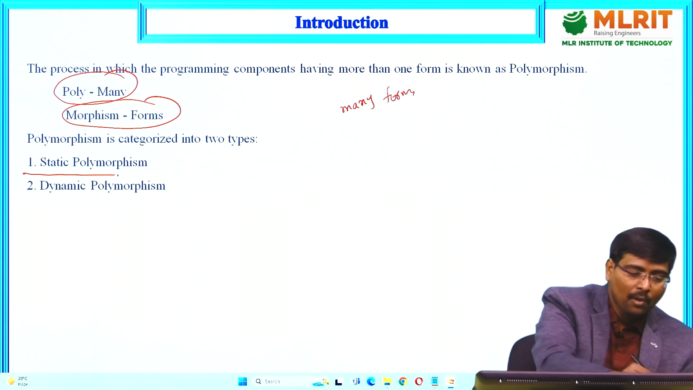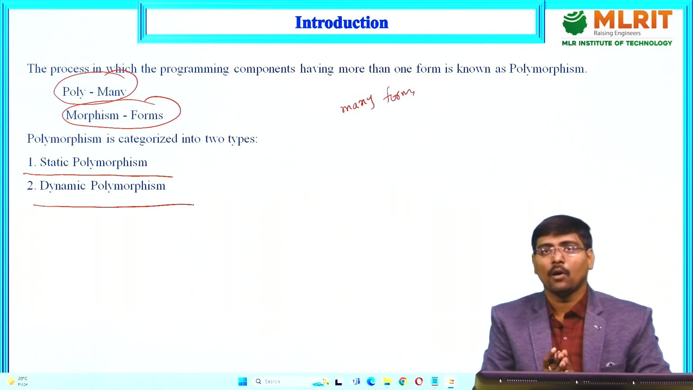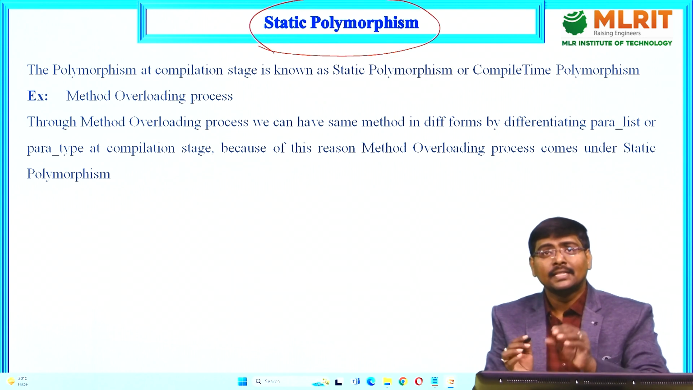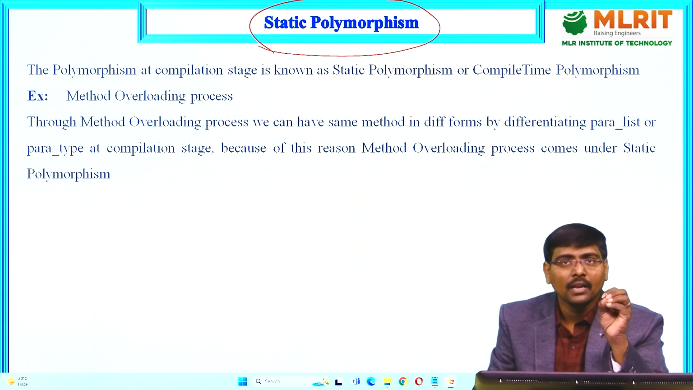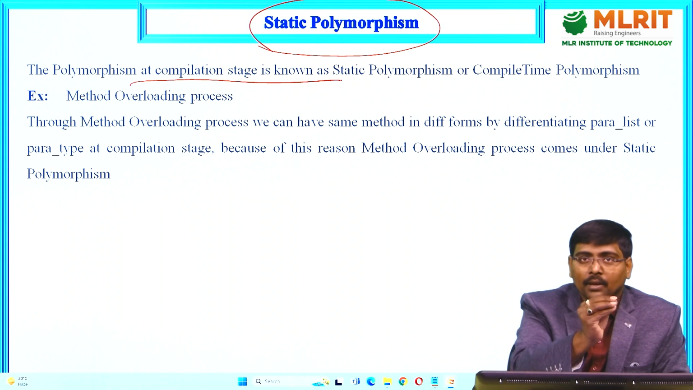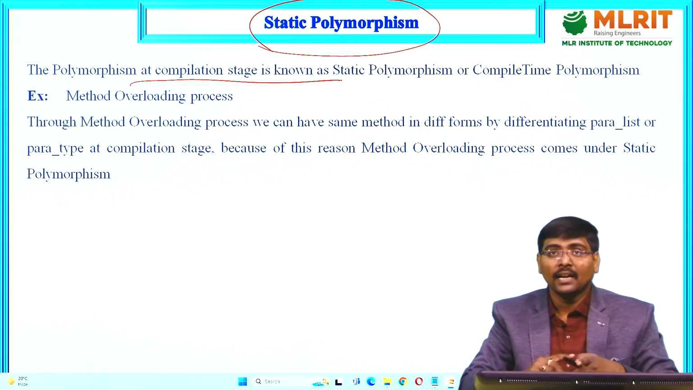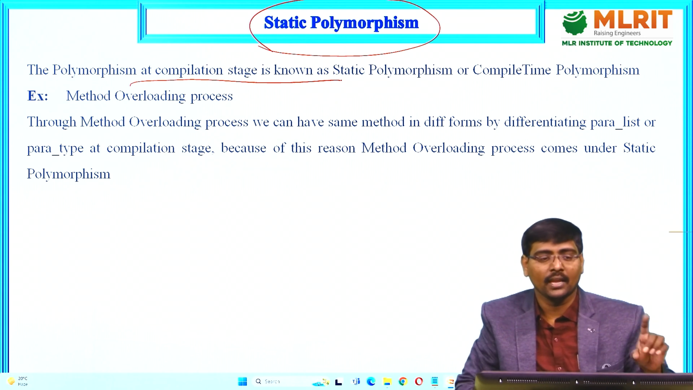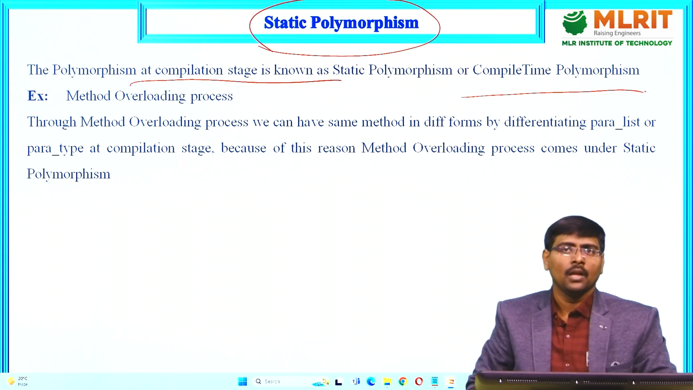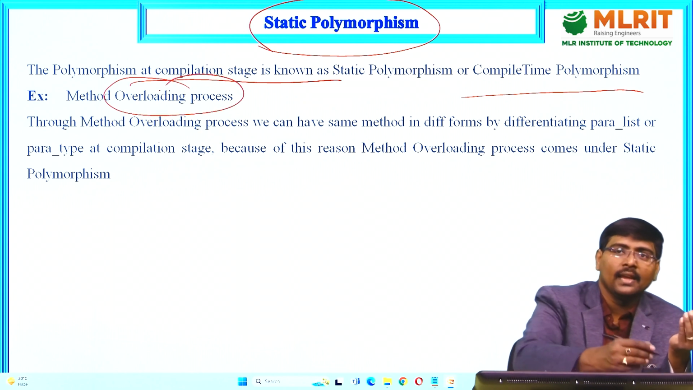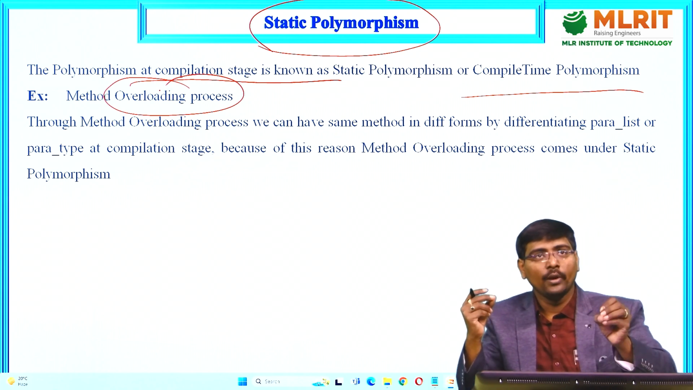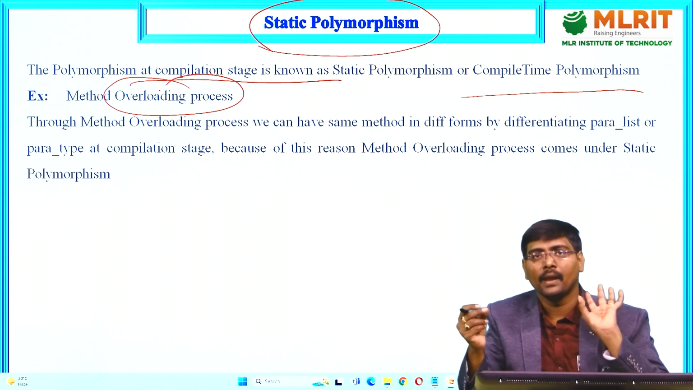One is static polymorphism. Another one is dynamic polymorphism. Now we will discuss one by one. First one, static polymorphism. Simply, the polymorphism that is available at compilation stage. That means we identify that a particular programming component behaves in different fashions, and that identification is done at compilation time. That is called static polymorphism. So, this is also called compile time polymorphism. What is the main example? Overloading. Either instance method overloading, static method overloading or constructor overloading, whatever it is, overloading is done at compile time polymorphism.